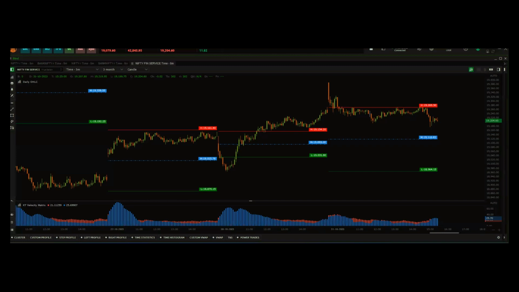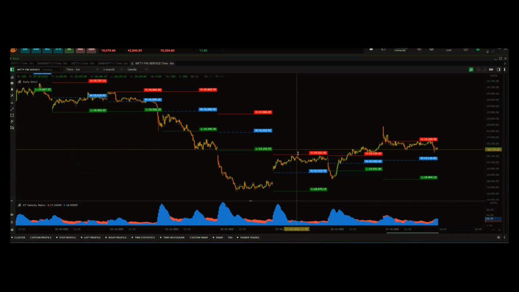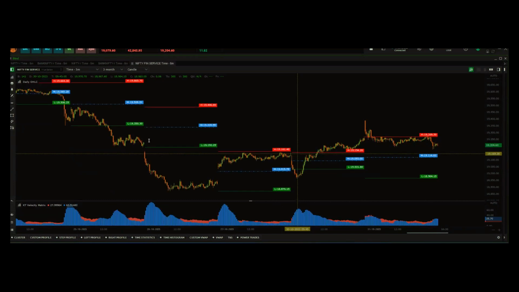Now, the first and foremost thing that you need to look out for when you are trading using OHLC, and especially median, is to see where the markets are opening on a particular day. You have three important parameters: you have your median, you have your high, and you have your low. So these three parameters become very important now that you need to gauge on a particular day.